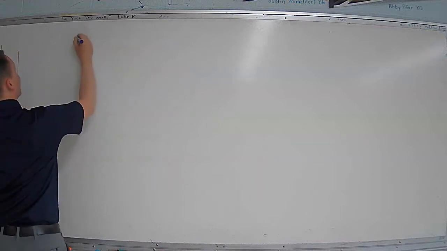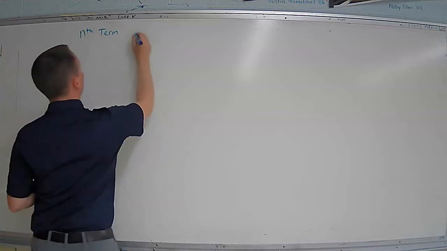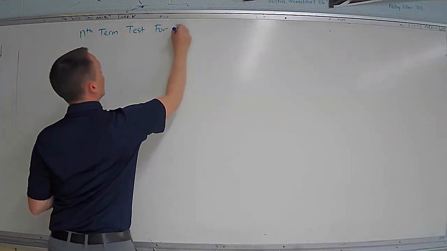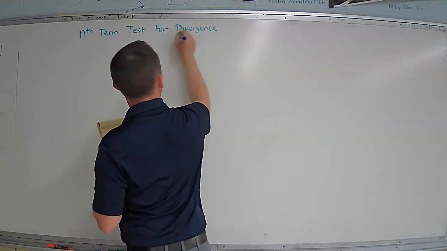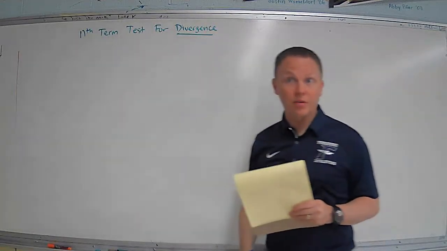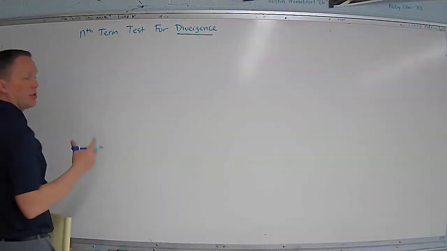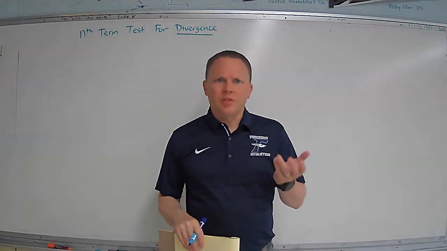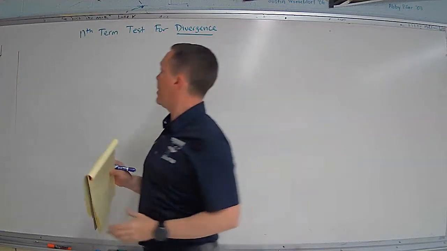So here's our first test. It's called the nth term test for divergence. Okay, and I want you to underline the word divergence there. Okay? So I'm just going to state the test first, and then I'm going to show you how to use it. That's how we're going to do most of these tests. I'll state it kind of in a very formal way, and then I'll show you how to use it.